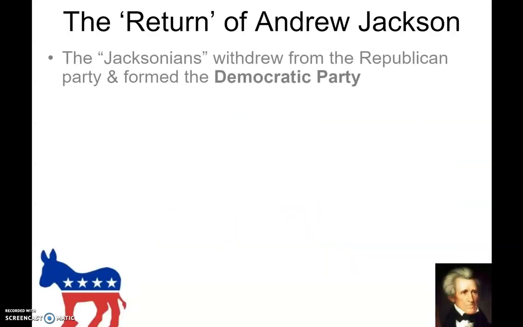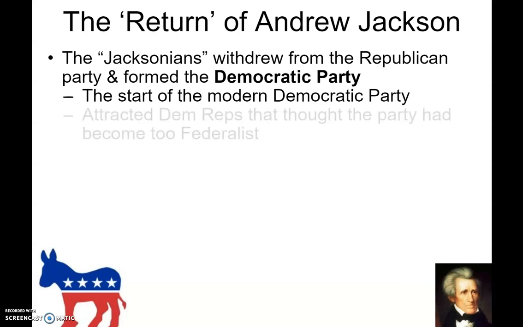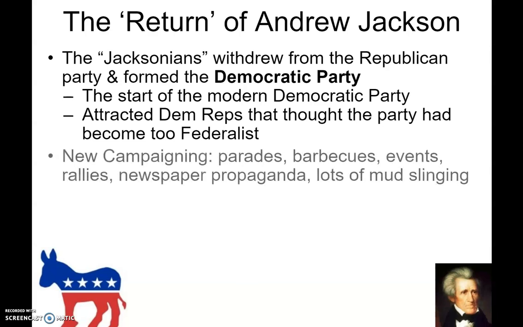So, Jackson, as I just mentioned, starts his own political party. It's called the Democratic Party. This is the very, very beginning of the modern Democratic Party. Obviously, some things change, some things shift, but this is literally the beginning of the Democratic Party that's still around today. It's going to attract the Democratic Republicans that thought that the party had gotten too federalist. Remember the era of good feelings, we kind of shifted towards federalism. Now we're going to shift back away from that again. They went a little bit too far.